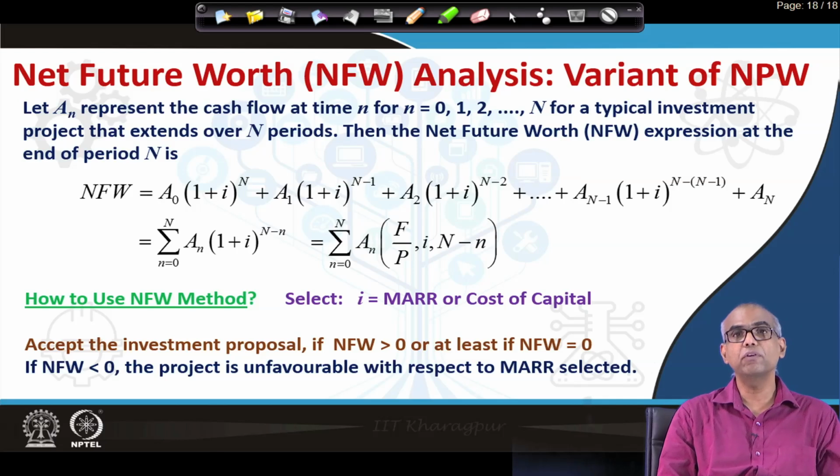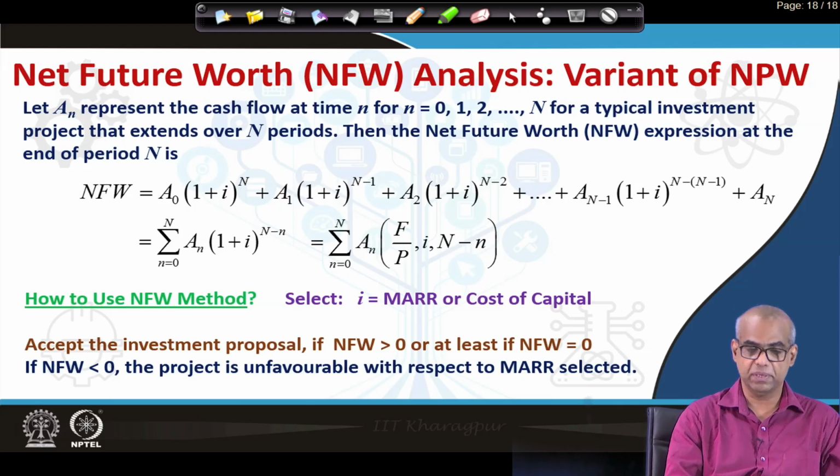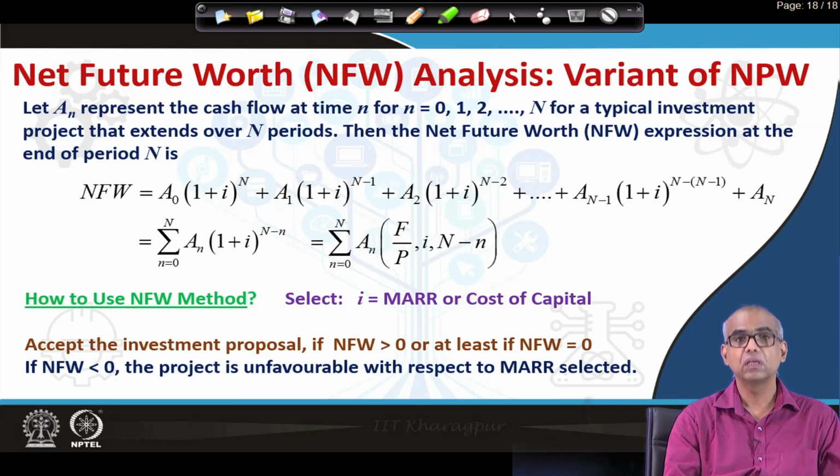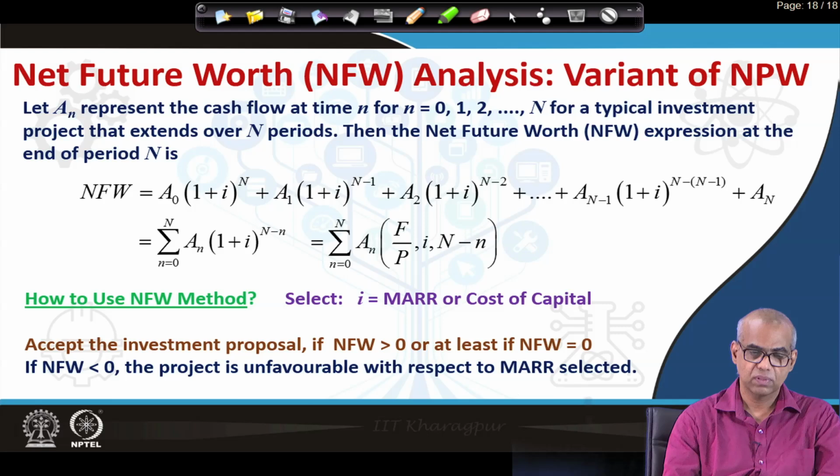Now, how do you use the net future worth method? To compare a cash flow diagram, you first select a marginal or minimum acceptable rate of return. We first select a minimum acceptable rate of return or cost of capital. Then we will be comparing two alternatives. Basically, we will be comparing cash flow diagrams for the investment proposals.